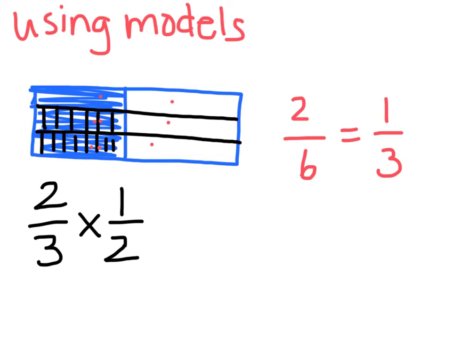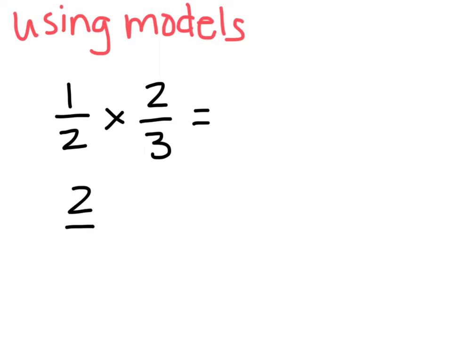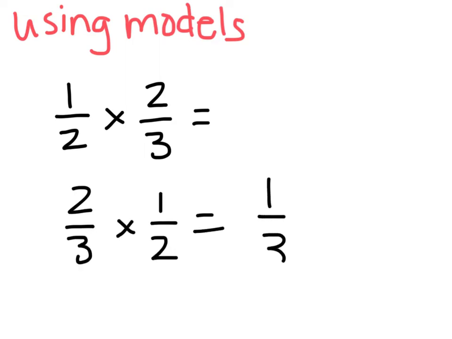What I want you to notice here is that though Margie calculated 1/2 of 2/3, and Paul calculated 2/3 of 1/2, we got the same answer, didn't we? 1/3. Please notice that when we multiply fractions, order won't matter. Let's go on to the next idea.